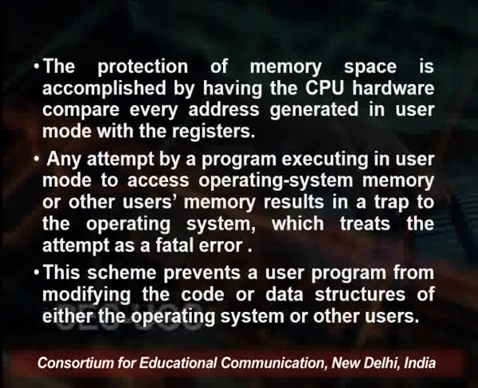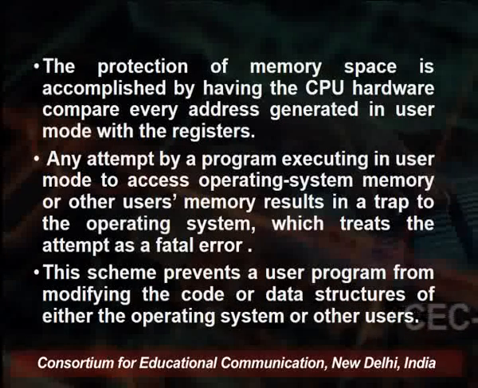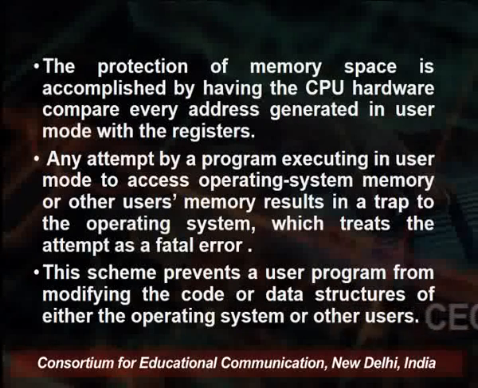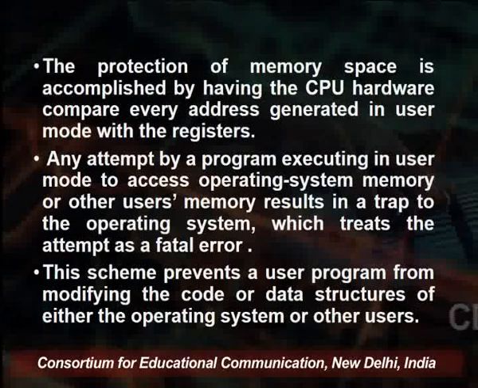The protection of memory space is accomplished because the CPU hardware compares every address generated in user mode with the registers. Every address will be checked by the CPU hardware, and whenever an executing program in user mode tries to access operating system memory or other users' memory, that is, outside the range of that particular process, it will result in a trap to the operating system. That will be marked as a fatal error.